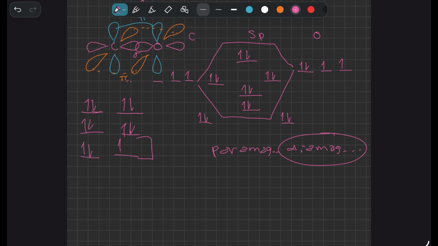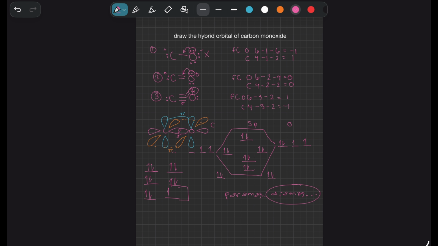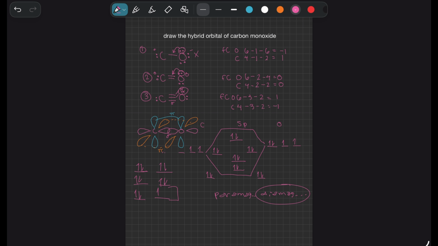Probably overcomplicating this, but this is the correct hybrid orbital for carbon monoxide, or CO. We've gone through all the steps. We'll go to my next problem now, where we will be discussing how to figure out, honestly, I completely forgot what the next extra credit question was, but we'll be figuring that out right now.